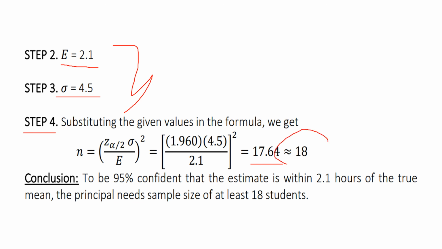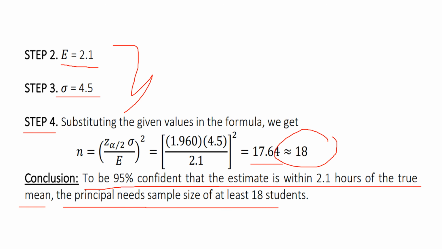Then it is approximately equal to 18, because there is no such thing as 0.64 student. That's why we need to round up this one to the next whole number. Our conclusion: to be 95% confident that the estimate is within 2.1 hours of the true mean, the principal needs a sample size of at least 18 students. So we need at least 18 students to be 95% confident.